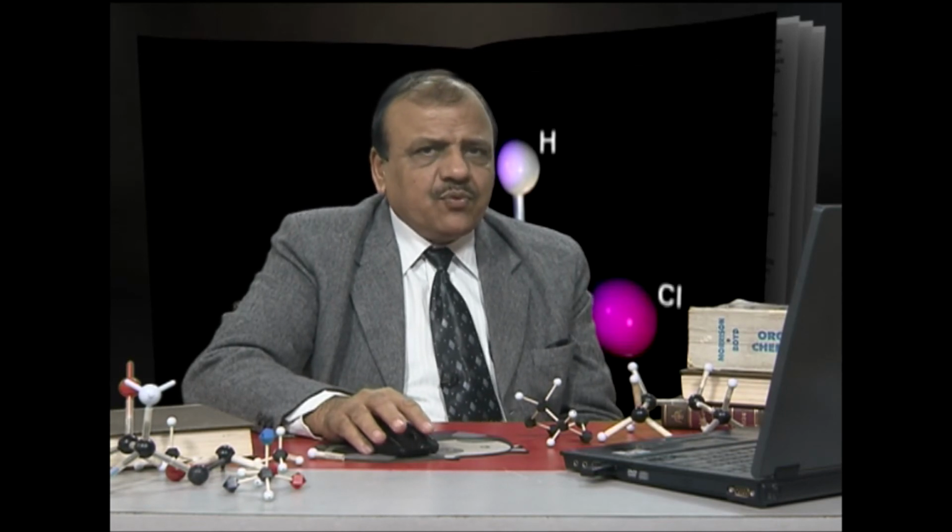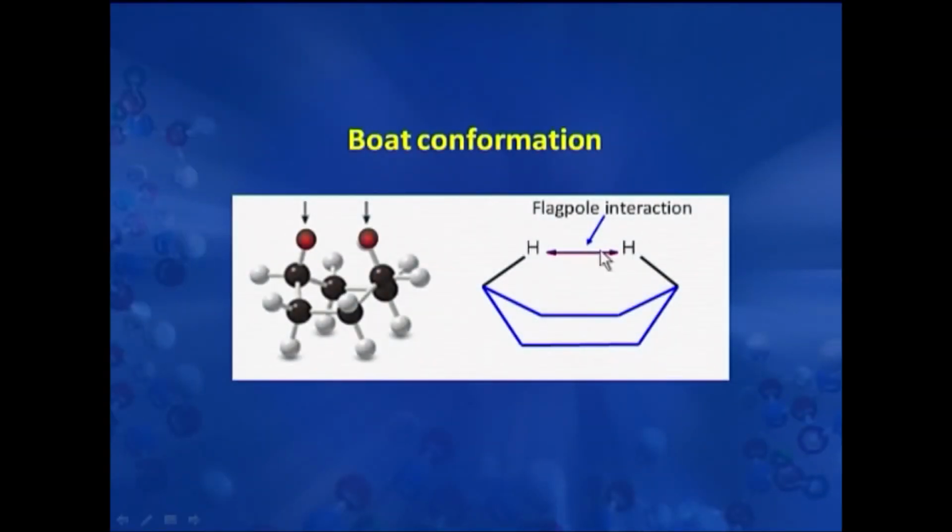So, that leads to further instability. So, boat conformation is less stable than the chair conformation due to 2 reasons. One, it has got flagpole interaction. Second, its hydrogens on these 2 carbons, as has been shown in this model, are eclipsing each other. So, there is some torsional strain in them.